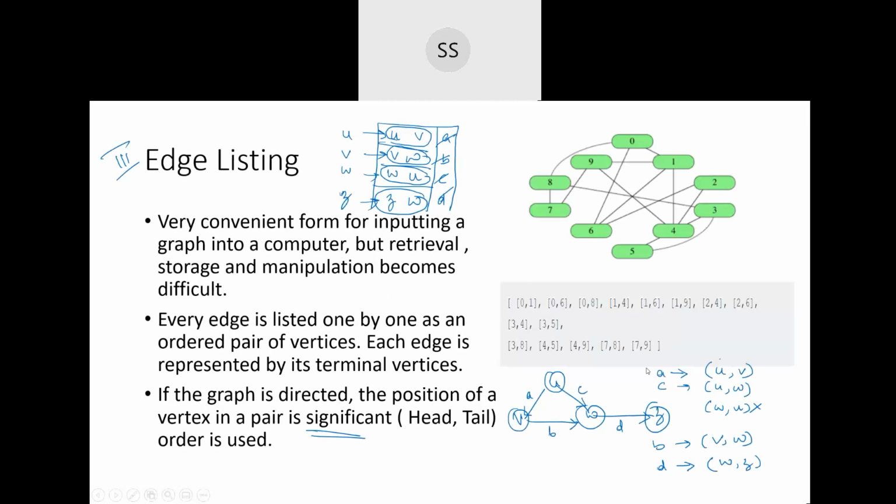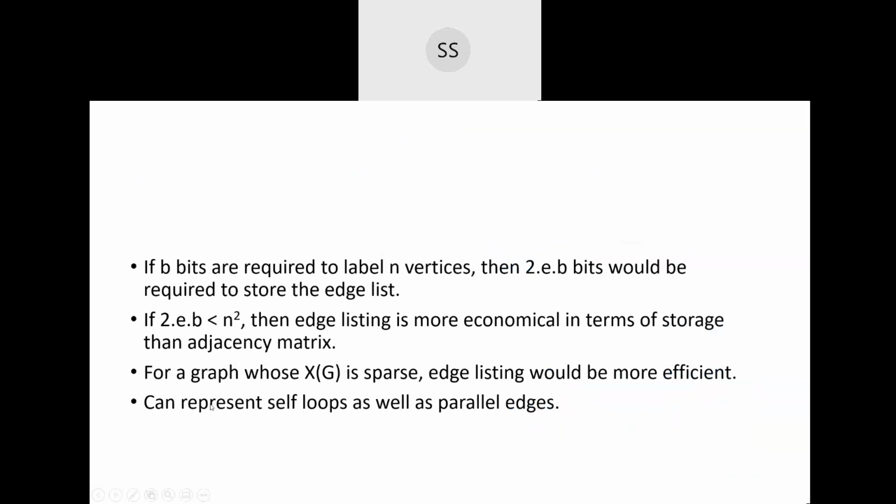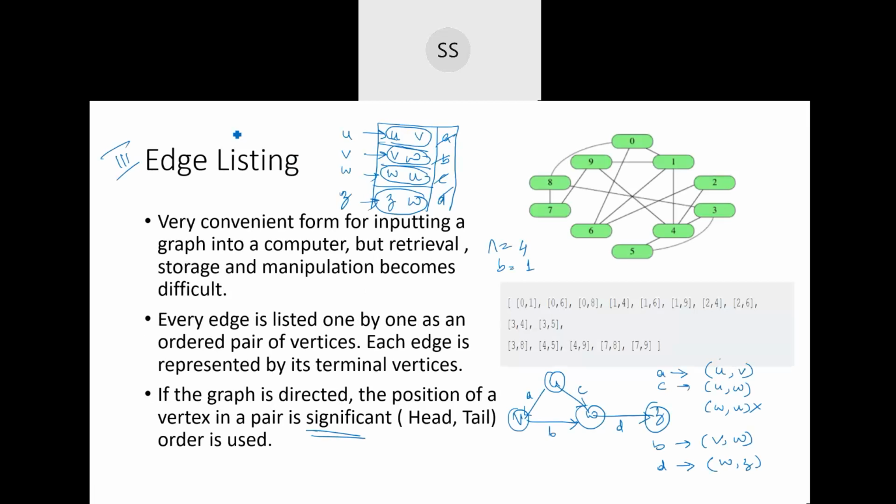Okay, in the case of your example, how many vertices do I have? I have 1, 2, 3, 4, 4 vertices. I say my B value is 1. That is, 1 bit is required to represent 1 vertex. Please remember, 1 bit is required to represent 1 vertex. Now what condition have they said? They have said that if B bits are required to label n vertices, then 2 into E into B bits would be required to store the edge list. Edge list space is 2 into E into B.